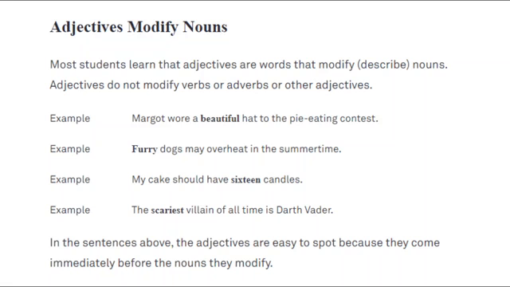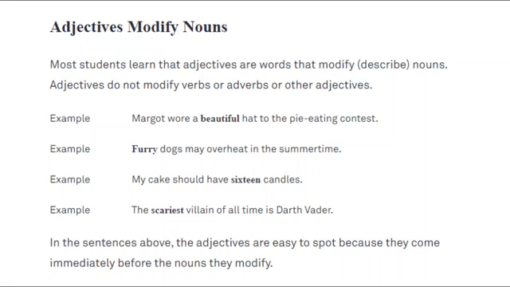Now the last example we can see here. The scariest, when we get scared, when we get afraid, the adjective is formed from there. The scariest villain of all time is Darth Vader. Here scariest is an adjective. Why? Because it is describing the noun villain.